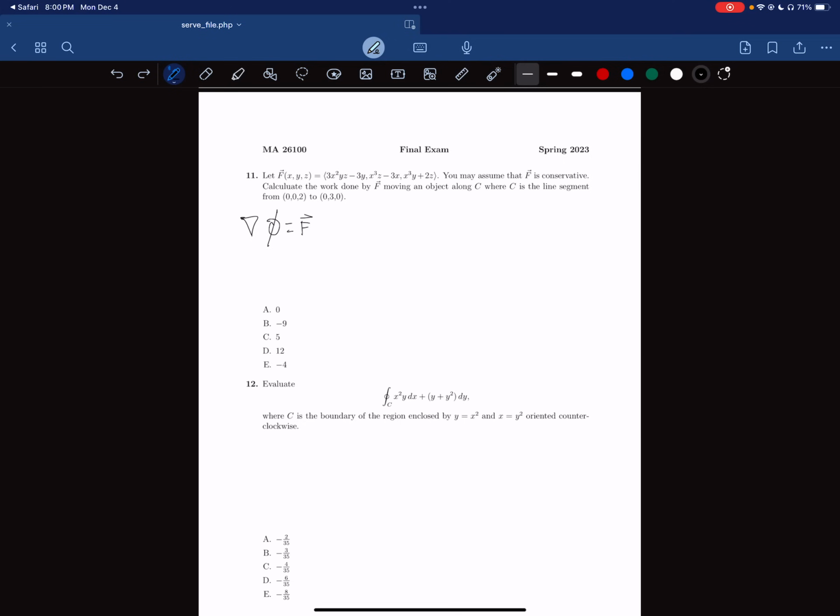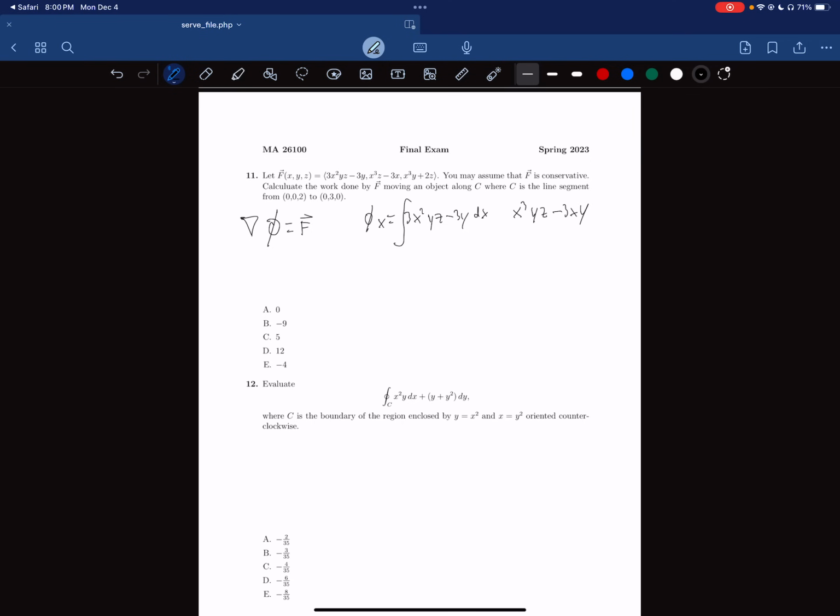This only works when F is conservative. That is very important here. Or the curl is 0. That's the definition of conservativity. So really what this is saying is the partial of the potential with respect to x is 3x squared yz minus 3y. So we can do an imaginary integral with respect to dx and get x cubed yz minus 3xy.